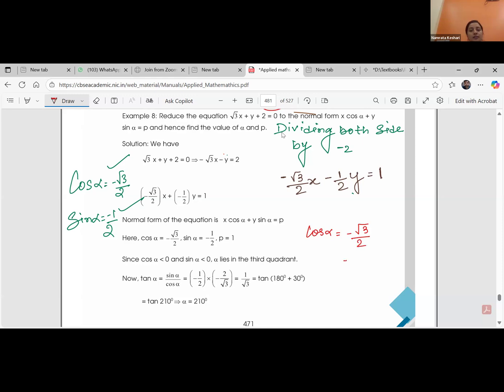Forget about the minus sign. Which angle gives root 3 by 2? 30. Cos 30 degrees? Yes.